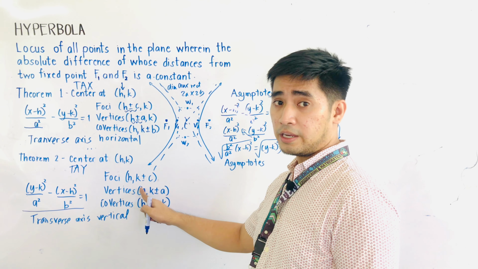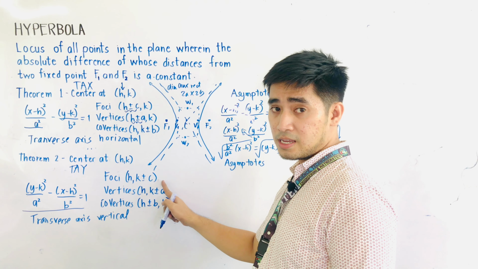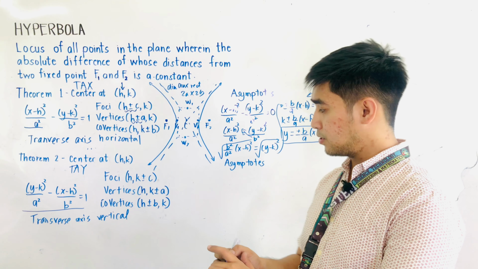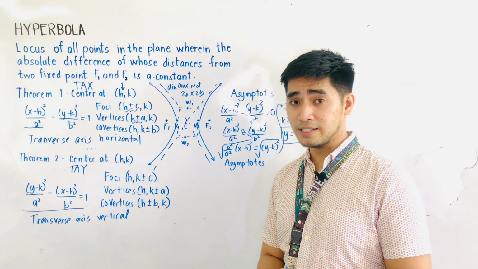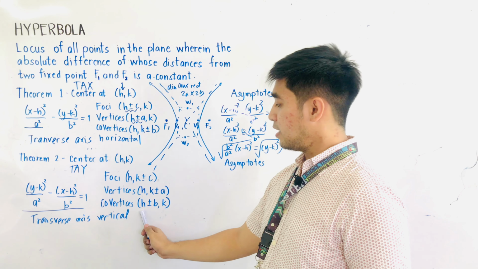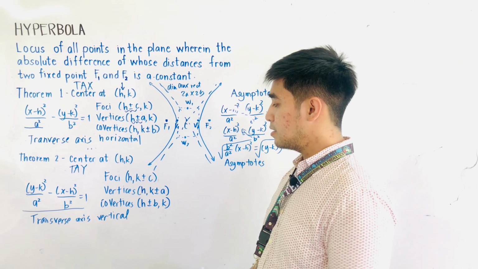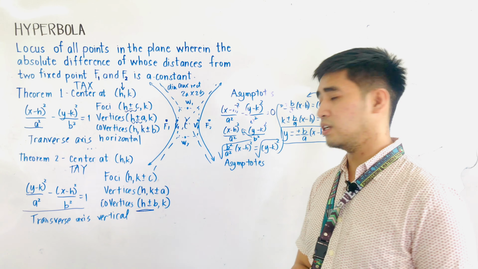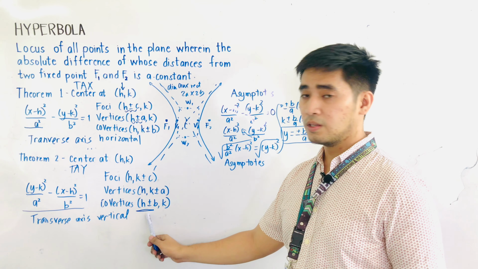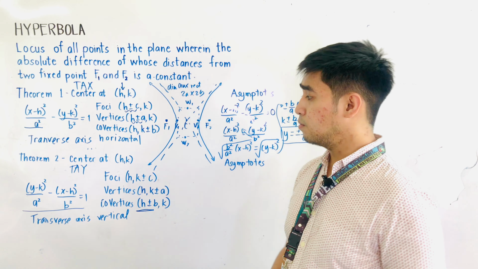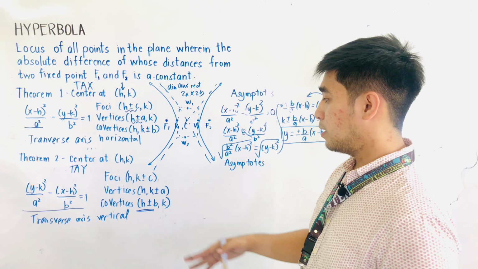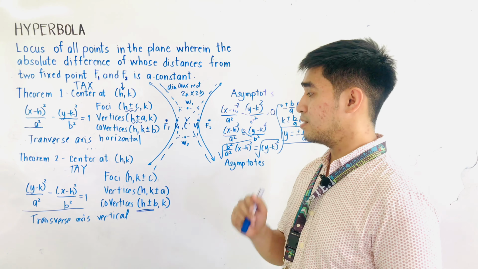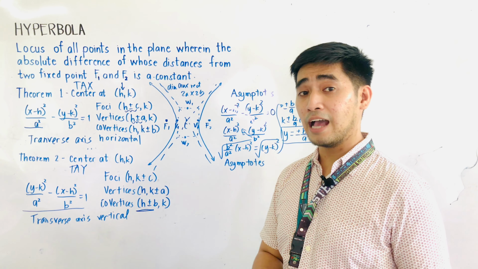We are changing the y-coordinate, that is k plus minus c. For the vertices, that becomes (h, k plus minus a). For the co-vertices, we'll now be having (h plus minus b, k). Since the conjugate axis is the x-axis, we are now changing the value of the x-coordinate. So that is how we solve for the coordinates of the foci, vertices, and co-vertices if the center is located at (h, k) and the transverse axis is vertical.